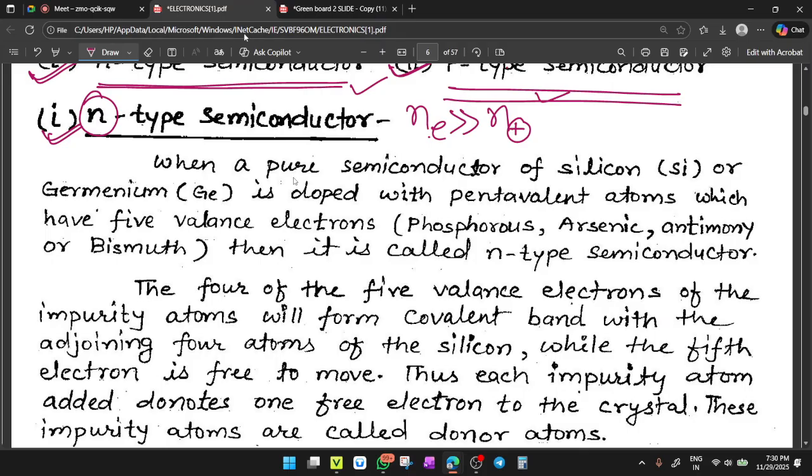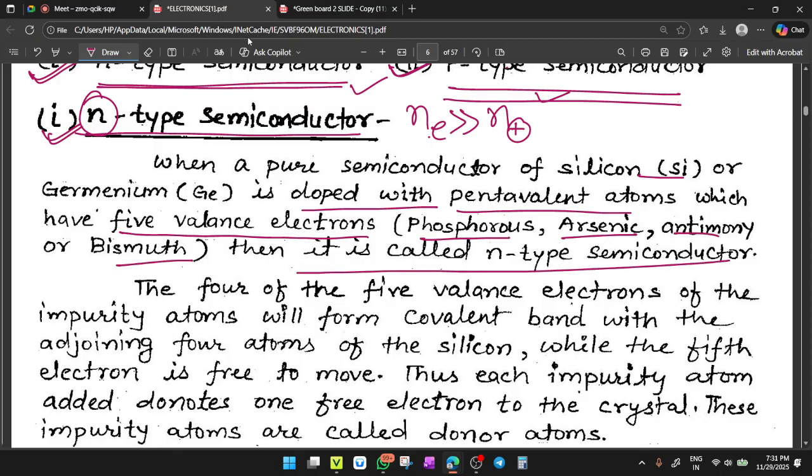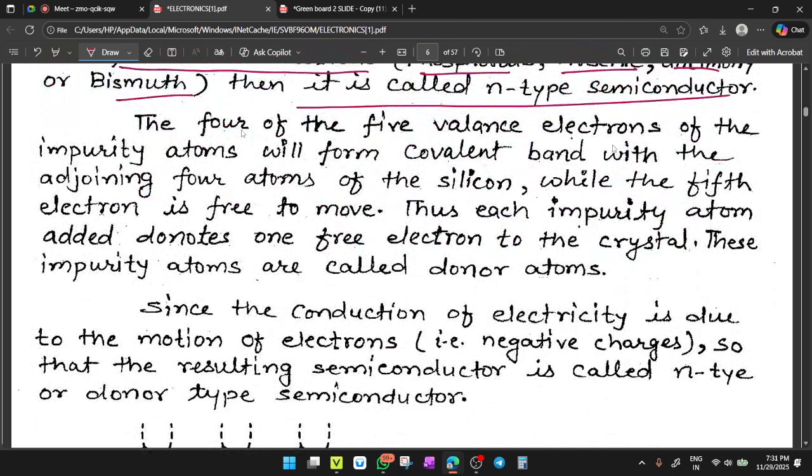Okay. So when a pure semiconductor of silicon or germanium is doped with a pentavalent impurity, which has 5 valence electrons, for example phosphorus, arsenic, antimony or bismuth, then it is called N-type semiconductor. 4 of the 5 valence electrons of the impurity atom form covalent bonds with the adjoining 4 atoms of silicon, while the fifth electron is free to move. Thus, each impurity atom added donates one free electron.